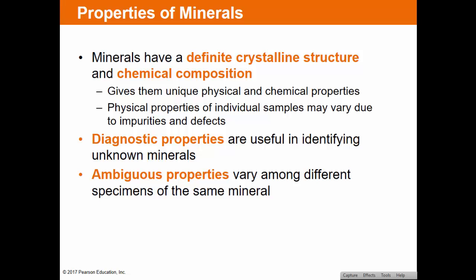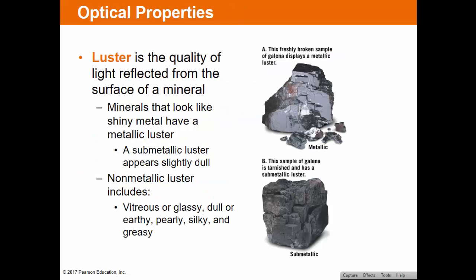So like color. Color is an ambiguous property. You can have a quartz crystal that's clear, white, yellow, pink, and so you can't just use the color to say it's quartz. It's an ambiguous property. Whereas a diagnostic property like cleavage or fracture can be used, or hardness can be used to diagnose which type of mineral it is. So one type of those properties, the optical properties, how it looks.